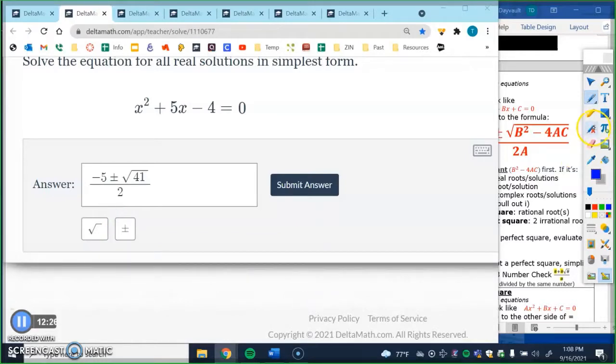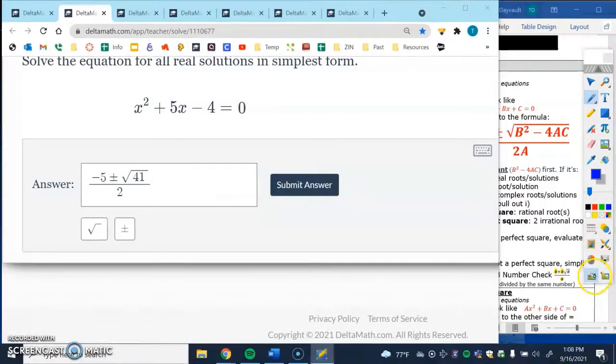Those are our 2 answers, and you can actually just write it like this. That's how your answer is going to look. Even though it looks like it's not finished, those are the solutions. There's 2 solutions because there's a plus and minus.